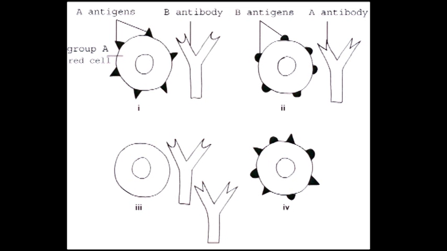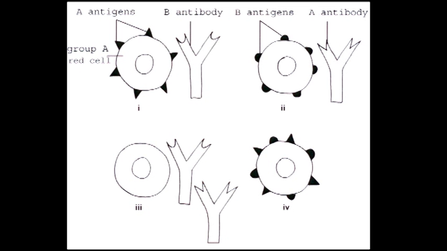So the blood group is determined by the antigen on the surface of the red cell. A has A antigens on the surface of the red cell, B has B antigens on the surface of the red cell. AB has A and B antigens on the surface of the red cell. And blood group O is actually blood group 0. It has neither A nor B antigens on the surface of the red cell. And in addition to that, there can be the rhesus factor antigen present or absent as well.